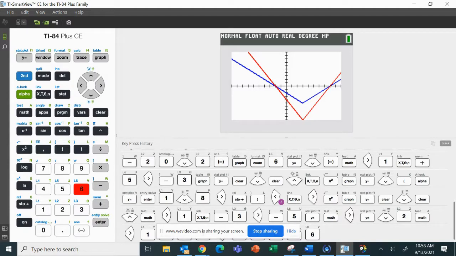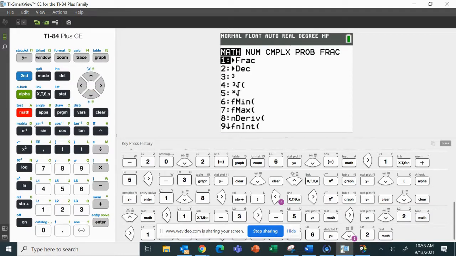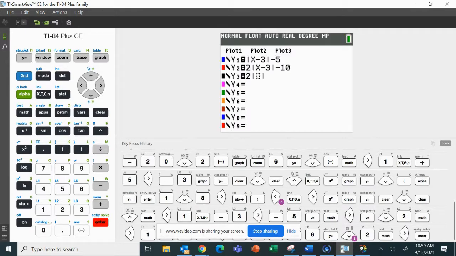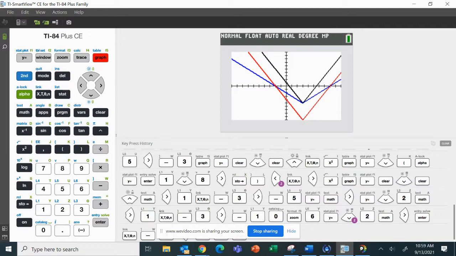Okay. 2 times the absolute value of x minus 3. I'm just going to go back to y equals real fast. The mistake that some people will make on this one, and you guys don't have to type the mistake in, I'm just going to show you. They'll just put the 2 in front, but not change the 5. So we can see the difference between those graphs. The third one is not correct.